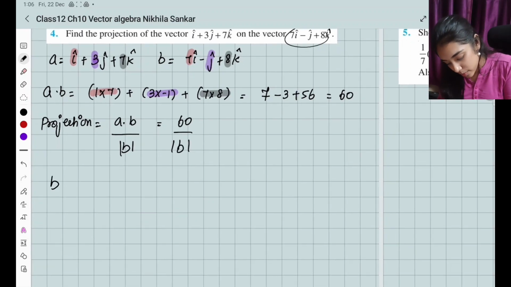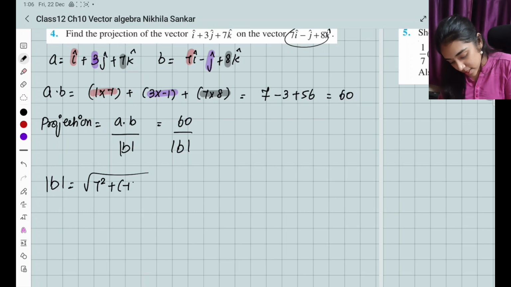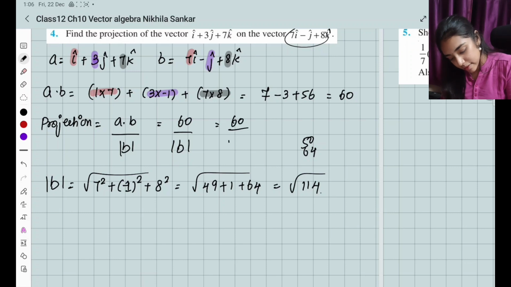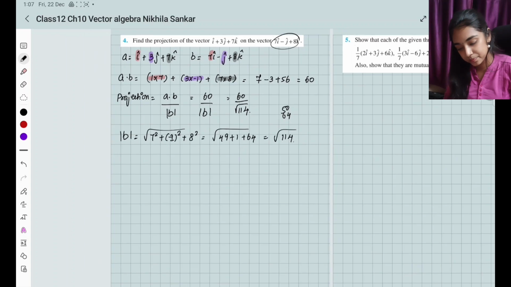I need to find what the magnitude of b is. This is going to be square root of 7 square plus minus 1 the whole square plus 8 square. Okay, square root of 49 plus 1 plus 64. So 49 plus 1 is 50, 50 plus 64 is 114. So this is going to be 60 divided by square root of 114. Okay, please copy.